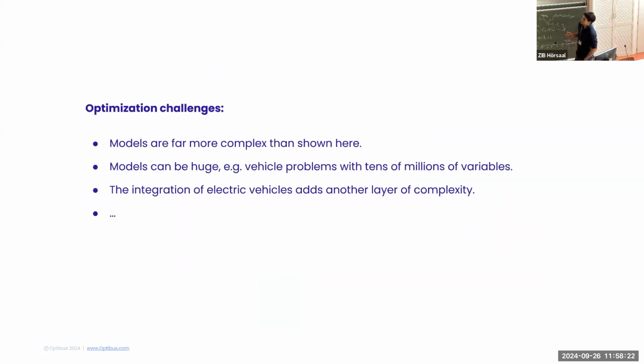Okay, let's mention some challenges that we have here. As I said before, the models are far more complex than we see here. There are a lot of details, a lot of things that you have to consider. Luckily, I don't really have to deal with this. The modeling people have to do that. Another thing is that the models can be huge. For the vehicle problems we saw before, we often have problems with tens of millions of variables, so really huge problems which you have no chance to solve with a commercial solver. If you put them into Gurobi or Xpress or something, you cannot solve them.